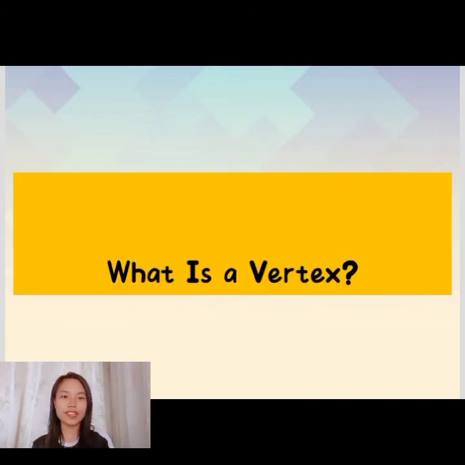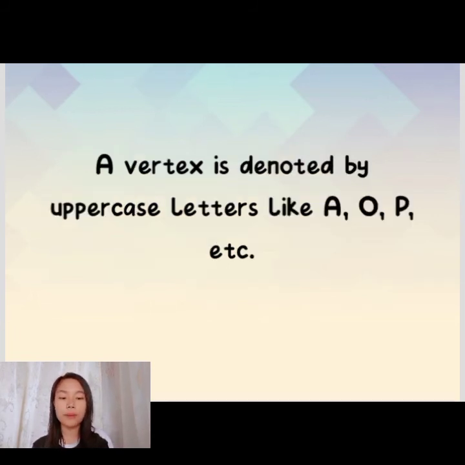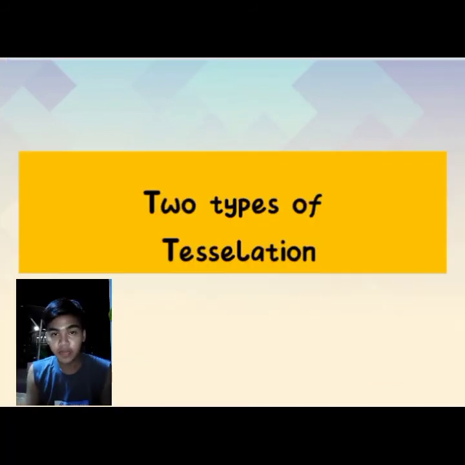So what is a vertex point? A vertex point in math is a point where 2 lines or rays meet. An angle is formed at the vertex. The vertex is denoted by uppercase letters like A, O, P, and etc. So here we are now at the end of our topic, which is the 2 types of tessellation. So from the previous discussions, we already tackled what tessellation is. So tessellation is created when a shape is repeating over and over again, covering a plane without any gaps or overlaps.